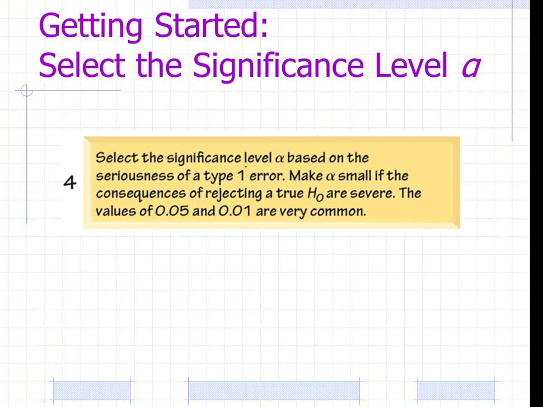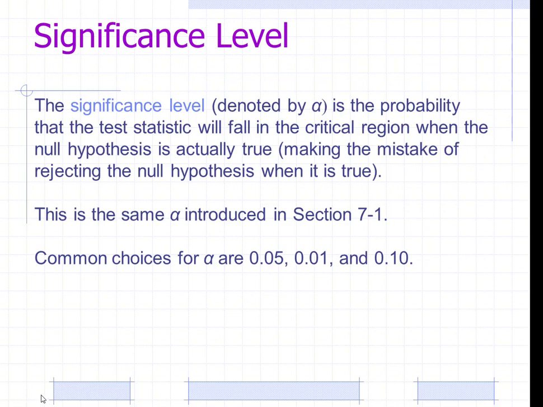So we're going to look at that, and then we're going to set up our alpha level. So again, we make our alpha very small if the consequences of rejecting a true null hypothesis are extreme, and we use 0.05 and 0.01. They're very, very common. If you aren't given an alpha level, feel free to assume it's 0.05. Okay.